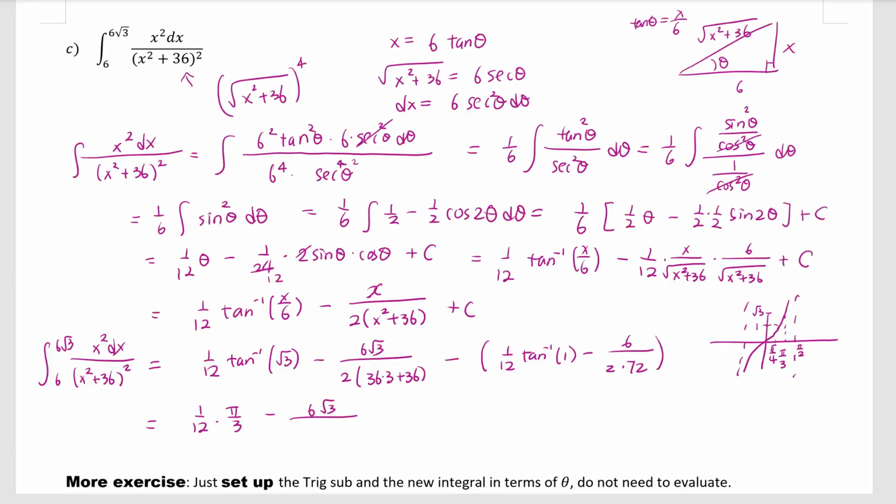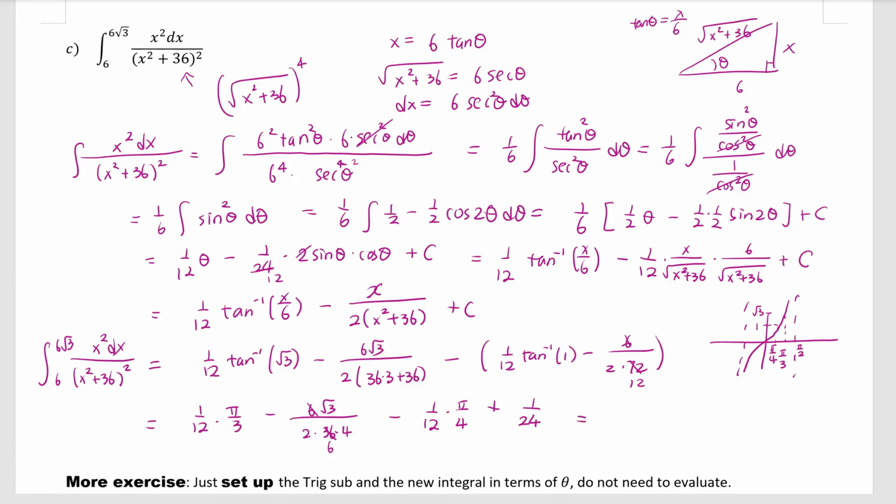6 root 3. Okay, so you can factor out 36. You get 3 plus 1, which is 4. So, let's see, 36, we have 6. Let's continue. So, minus 1 over 12 times arctangent of 1, which is pi over 4. And then plus 72, and the 6 we can cancel. 1 over 12, oh, 1 over 24.